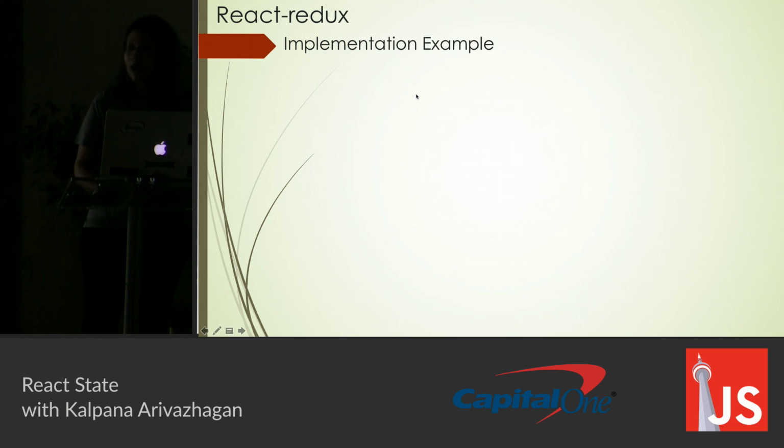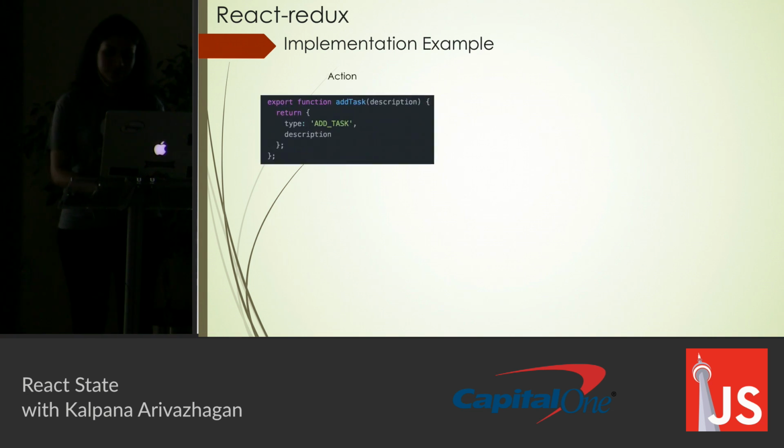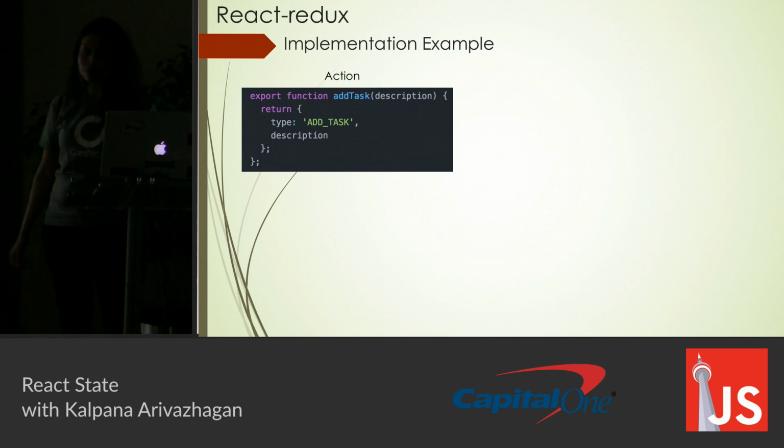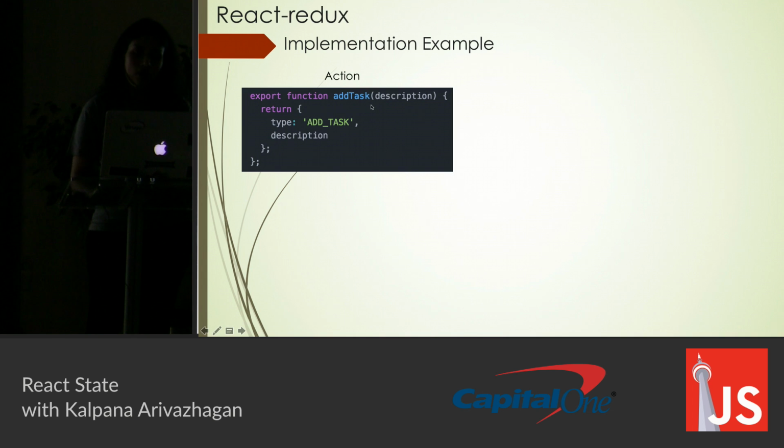And we're going to look at a couple of examples to understand how an action, a reducer, and how we put together the store and the component. First, I want to show you a piece of code that is the action. We have a simple function called add_task. It takes one parameter, description. And all it does is it returns an action. As you can see, it returns a simple object with a type. That's why I call it an action.